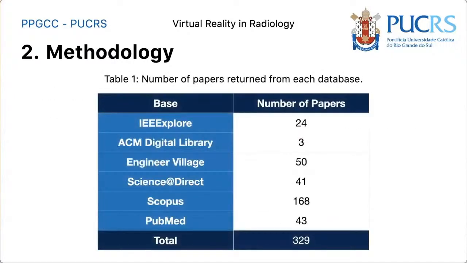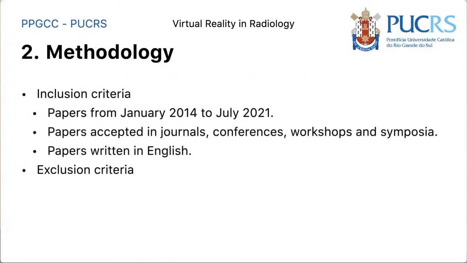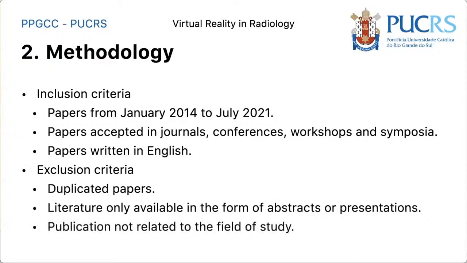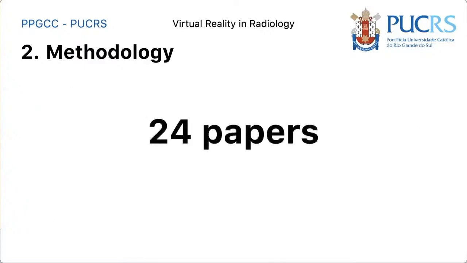Here is a table summarizing the number of works we found on each database. In total, we got 329 papers to apply our exclusion criteria. Speaking of which, our exclusion criteria were duplicated papers, literature only available in the form of abstracts and presentations, and publications not related to the field of study. And after applying our exclusion criteria, we ended up with 24 papers worth analyzing.